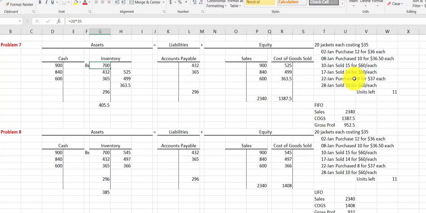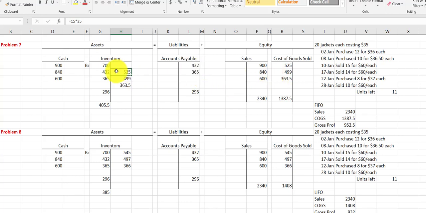Same with the later purchase of 8 at 37 for $296. Debit and credit, either way. The thing that's different is the sales, right? So how did we calculate? Okay, here's our sales. The sales price is the same for all of our sales: we sold 15 at $60, 14 at $60, and 10 at $60. So our sales and cash, we make that assumption. You could have put it in accounts receivable and everything would be hunky-dory as well.